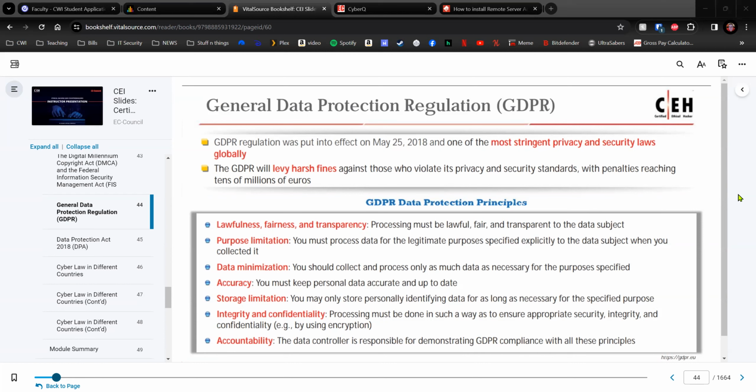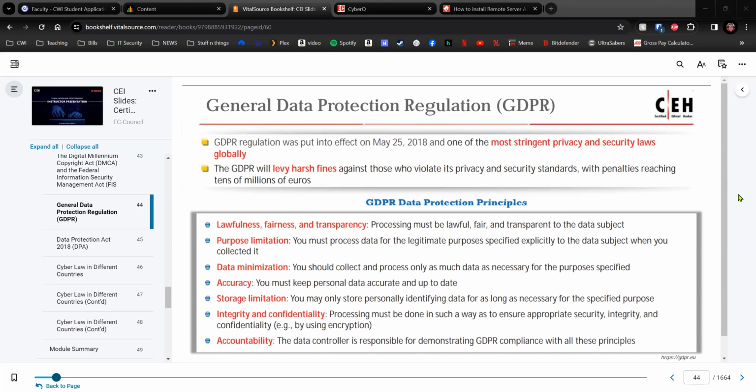Processing must be lawful, fair, and transparent to the data subject. Purpose limitation. You must process data for the legitimate purpose specified explicitly to the data subject when you collect it. Data minimization. You should collect and process only as much data as necessary for the purpose specified. Accuracy. You must keep personal data accurate and up to date.